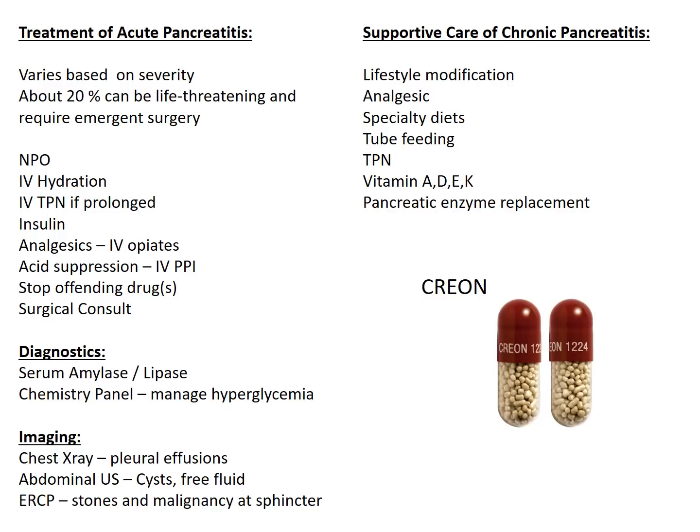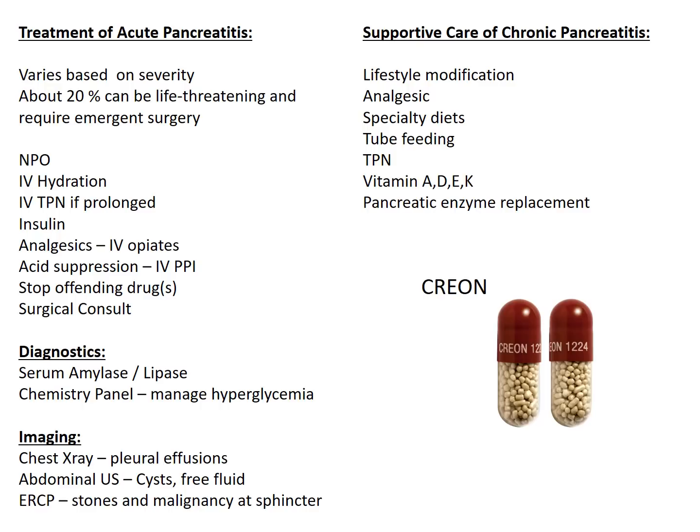People with chronic pancreatitis may need to do a significant amount of lifestyle modification in terms of avoiding risk factors, particularly ethanol. They may require long-term analgesia, long-term specialty diets, tube feeding or hyperalimentation, fat-soluble vitamin replacement, and a lot of individuals may need to be on some form of pancreatic enzyme replacement.